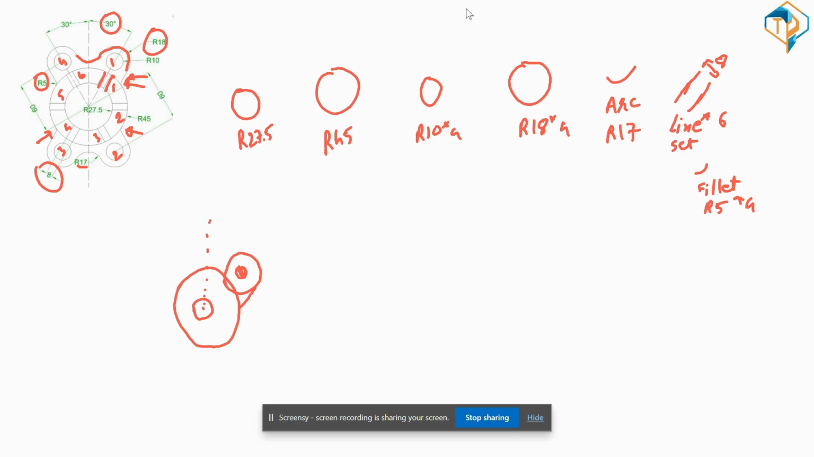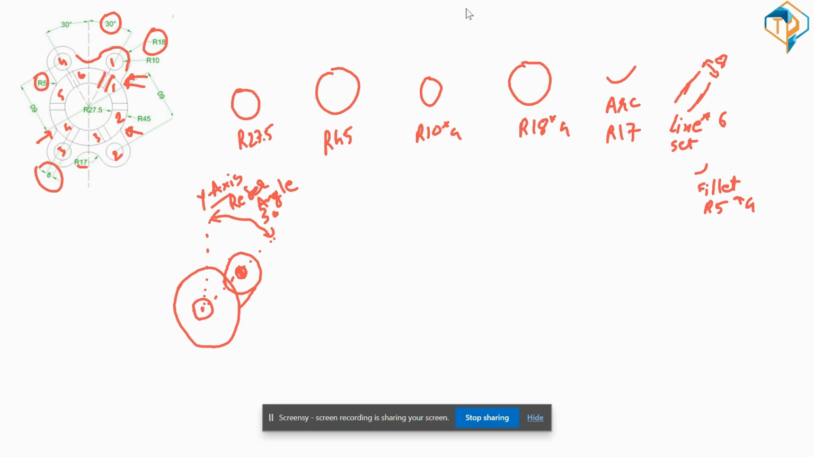So firstly draw a center line, two center lines. One is on the y-axis for a reference of angle, and the second one is for setting the angle of these two circles, passing from this center one and the center of the R10, R18 circle. So constrain it at 30 degrees.